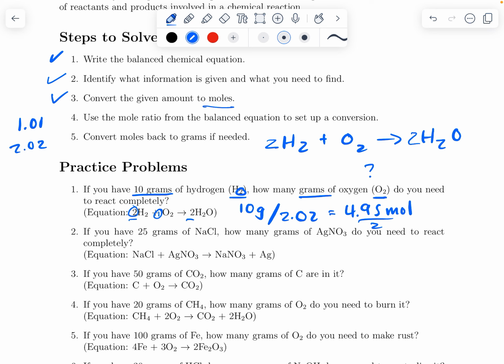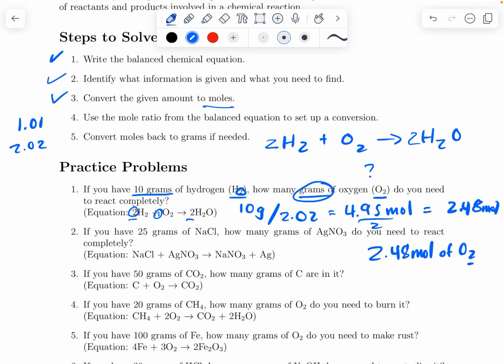Okay, so what we're doing is going to take the 4.95 divided by 2, and that's going to give us 2.48 moles of oxygen. Now what we have to do is convert that back to grams because what it's asking is how many grams. So we have 2.48 moles of O2. Now I need to figure out how many grams of O2. So remember, there's 2 of them.